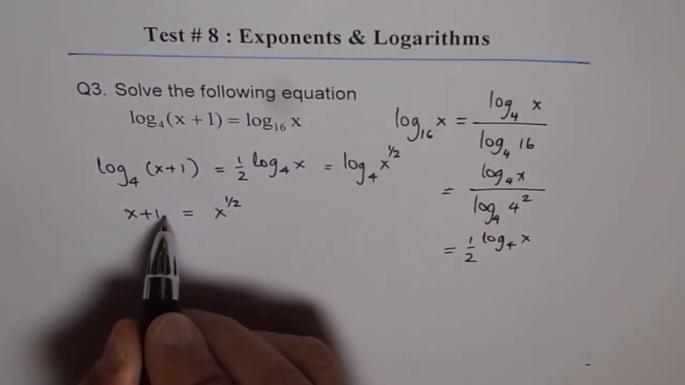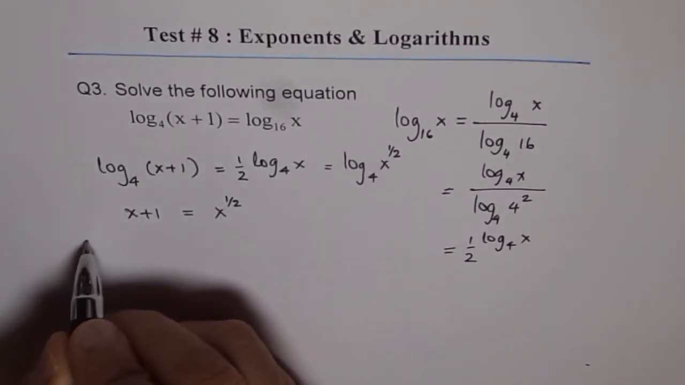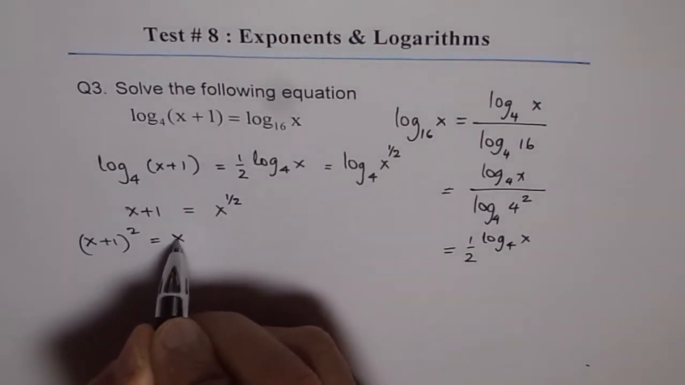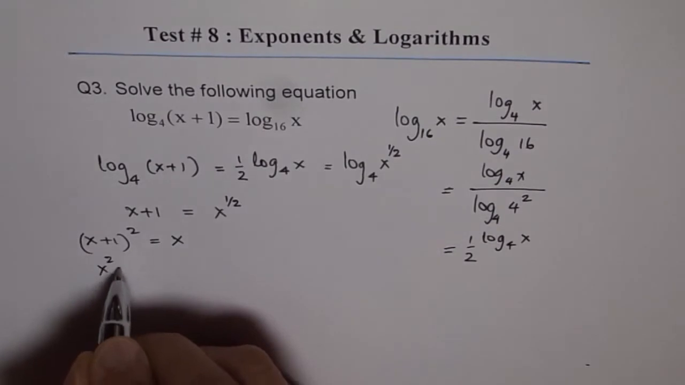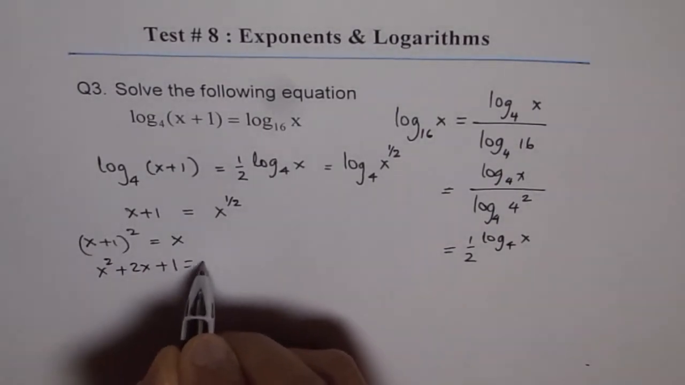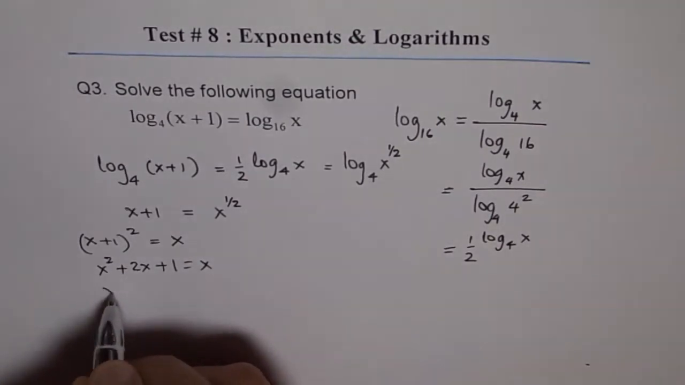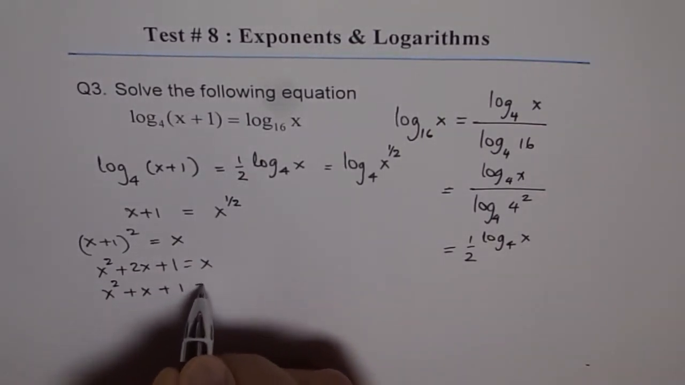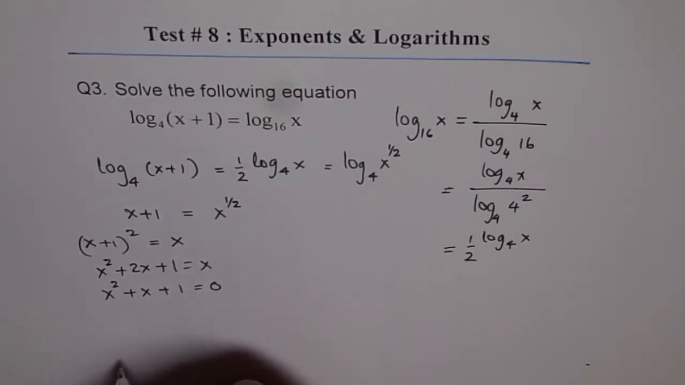So if we square both sides, we get (x plus 1) whole squared equals x, and this is x squared plus 2x plus 1 equals x. Now bringing x together, we get x squared plus x plus 1 equals 0.